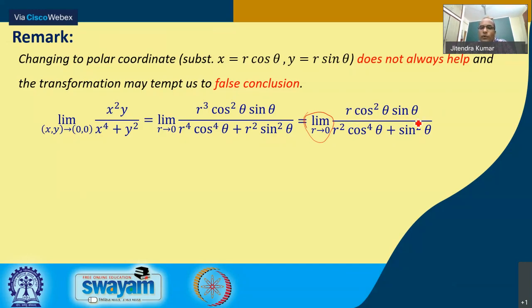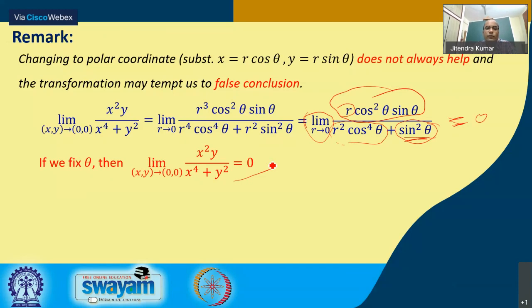We may conclude that this r is 0, so we have numerator 0, and in the denominator we have r square, so this is also 0, and sine square is something which we may ignore here, and then we will conclude that this limit is 0. So basically, if we fix theta, that conclusion is fine, that this limit will be 0, but that means we have fixed some theta, and only then can you get this limit 0. So we can conclude that if we fix theta, we can get it 0.